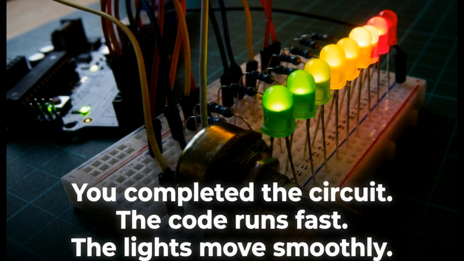You have completed the circuit. When the code runs, the lights move smoothly, reflecting the position of the potentiometer dial.